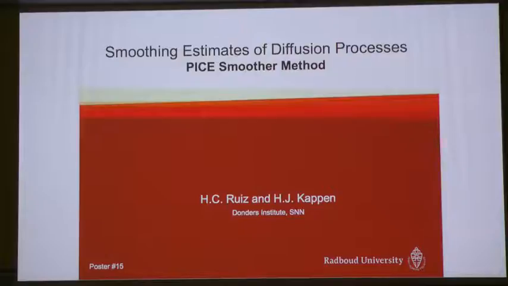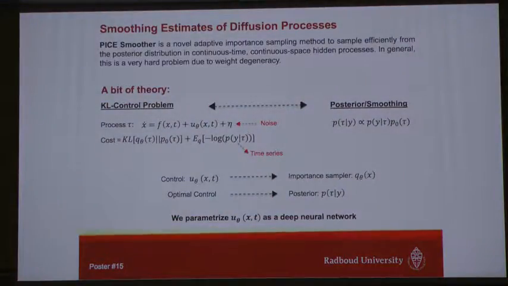My name is Hans Ruiz, and we are presenting in this poster a new smoothing method. The smoothing method is called PySmoother, and it's a new adaptive importance sampling method that efficiently samples from the posterior distribution, or smoothing distribution, over hidden diffusion processes in continuous time, continuous spaces.